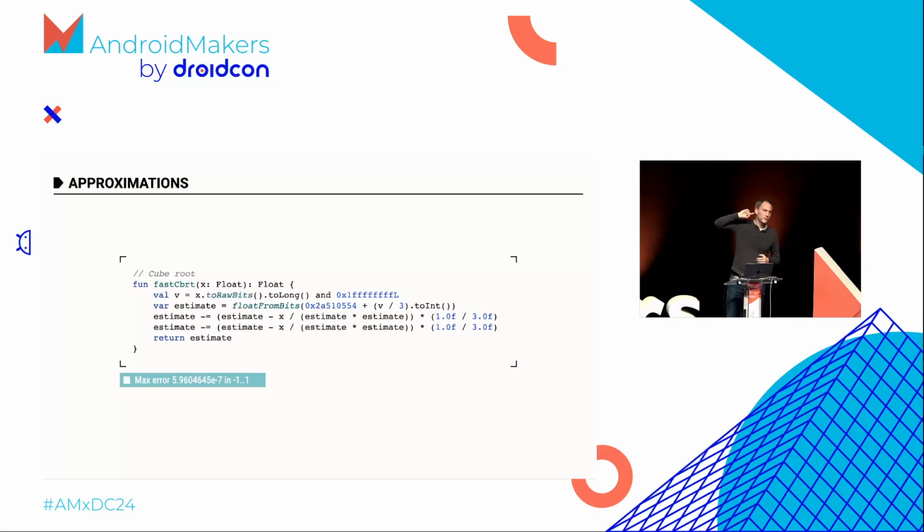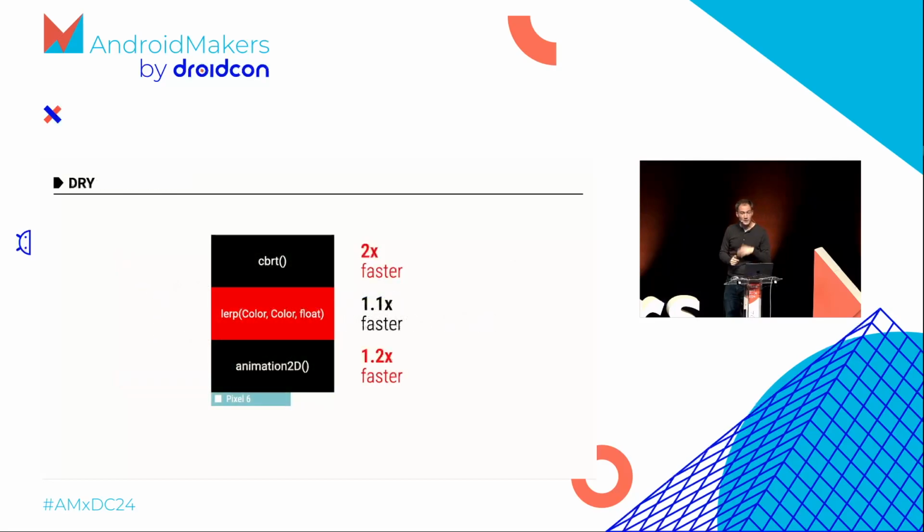This is the same idea if you've ever heard of that story. Quake 3 had this magic way of doing a fast square root. This is the same exact technique, except derived for the cube root. The point is, we have this approximation that's actually pretty good. I put the error at the bottom in case you care, but it's twice as fast as the normal cube root. For interpolating colors, it's 10% faster by doing it this way. And when we execute animations, it's 20% faster.